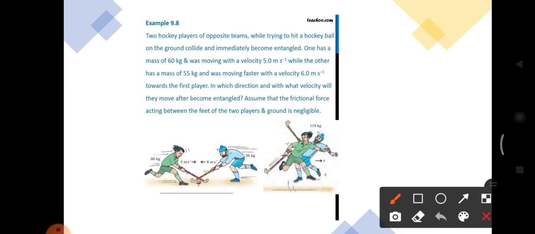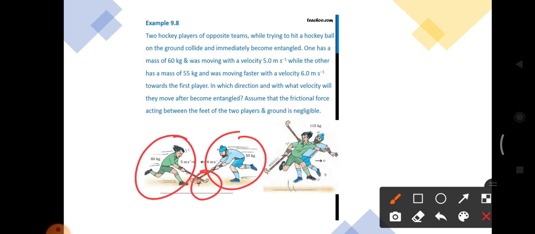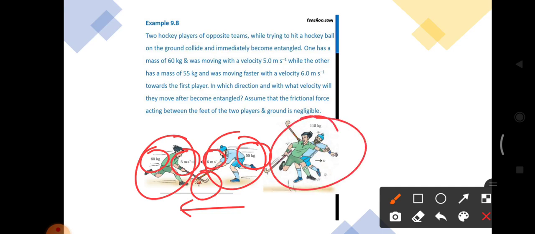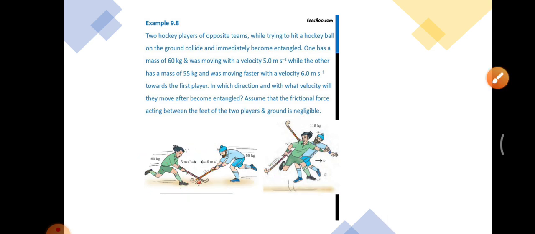Do you understand the question? There are two hockey players. They hit the hockey ball on the ground. One has a mass of 60 kg and is moving with a velocity of 5 meters per second. The other has a mass of 55 kg and is moving with 6 meters per second towards the first player. In which direction and with what velocity will they move after becoming entangled? You have to calculate.